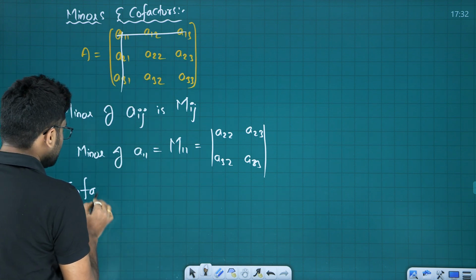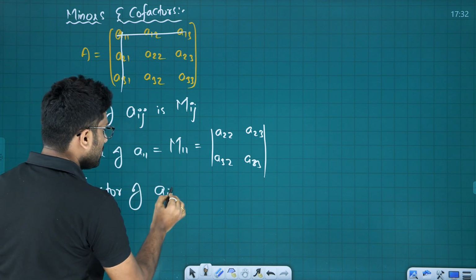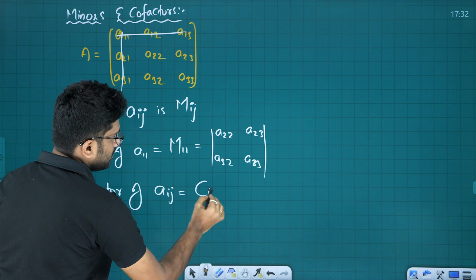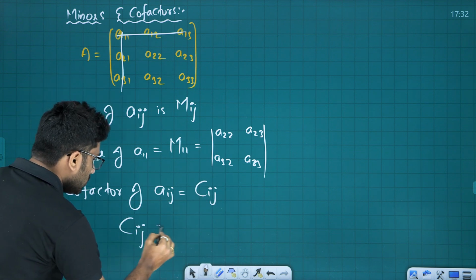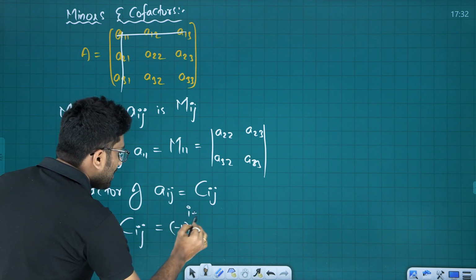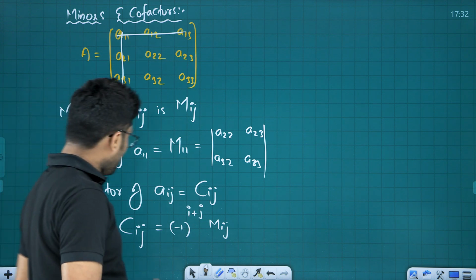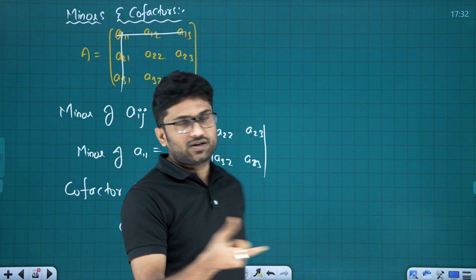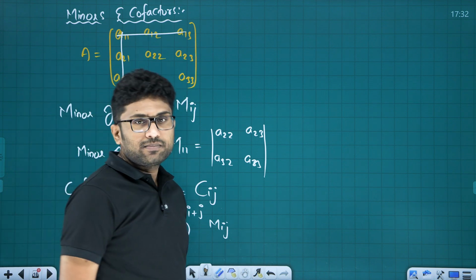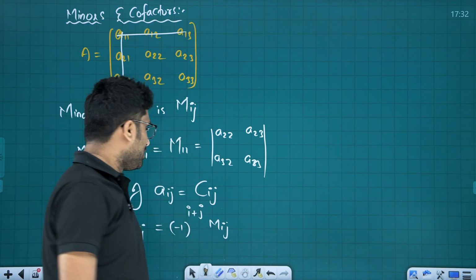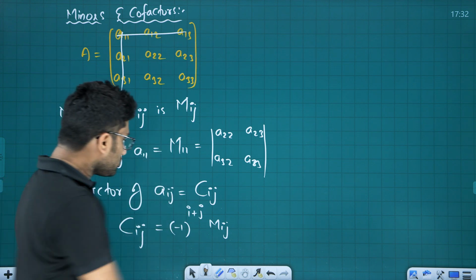Next, cofactor. The cofactor of Aij is denoted as Cij. Now how do we get Cij? Cij is equal to minus 1 whole power i plus j into Mij. So that means to get the cofactor of that particular element we need the minor. The minor multiplied with minus 1 whole power i plus j, minus 1 whole power i plus j into Mij, is said to be the cofactor of that particular element.